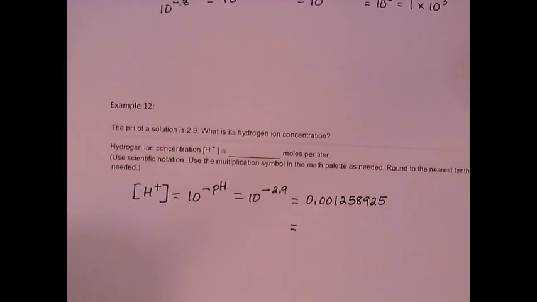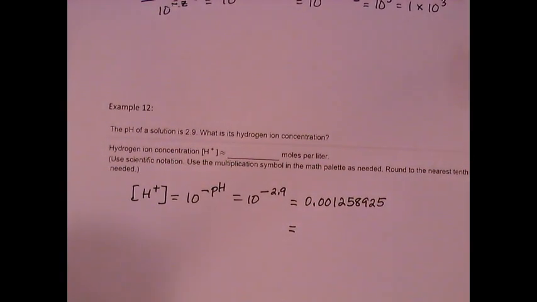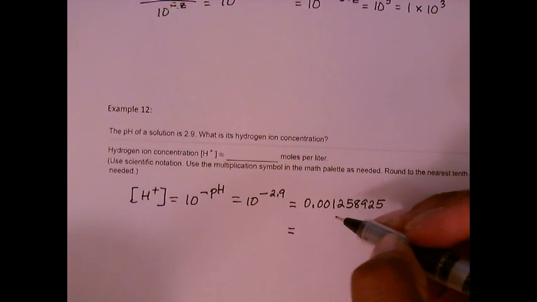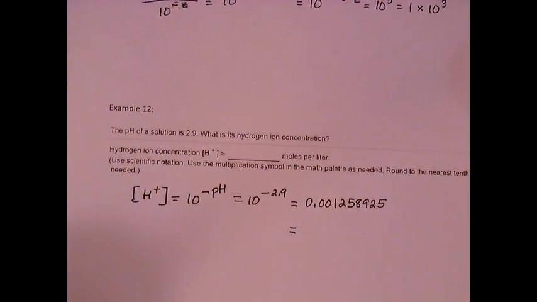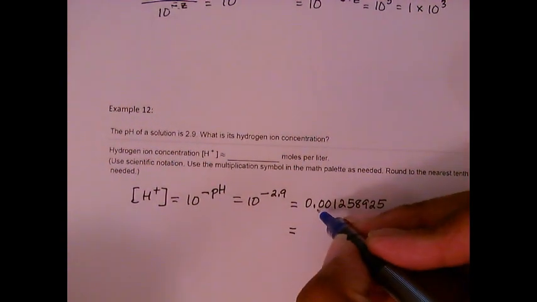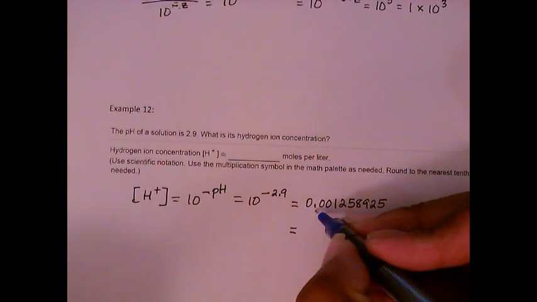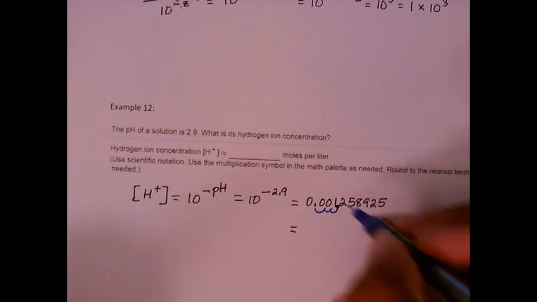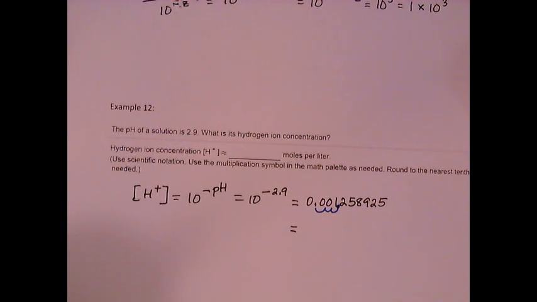They want that answer in scientific notation. If you recall, scientific notation is written in the form where the first part is a number that is at least 1 but less than 10, multiplied by a power of 10. I need to place a decimal point behind the very first number that is not a 0. That means this decimal point needs to be behind the 1. So I need to move it 1, 2, 3 places behind the 1.